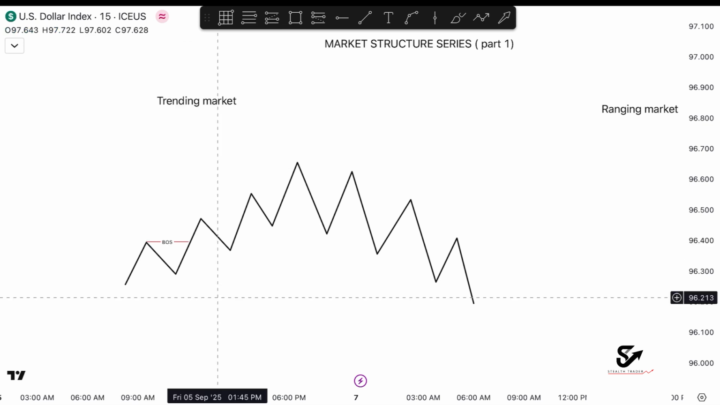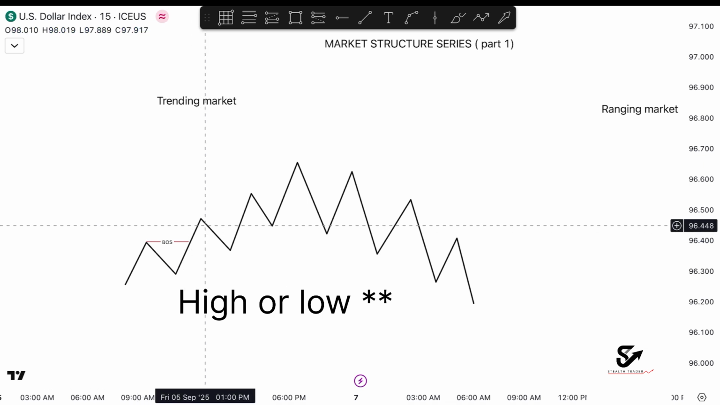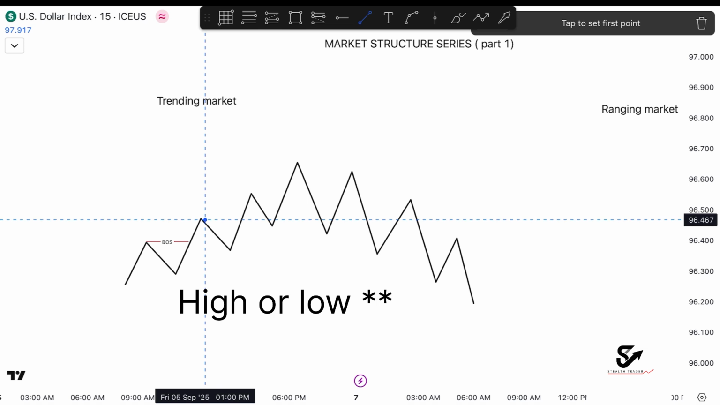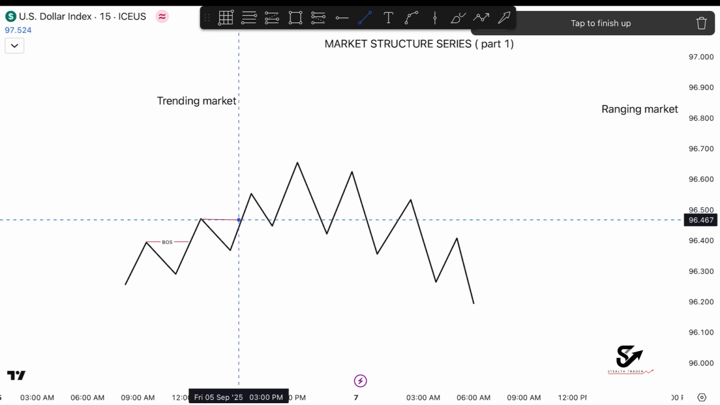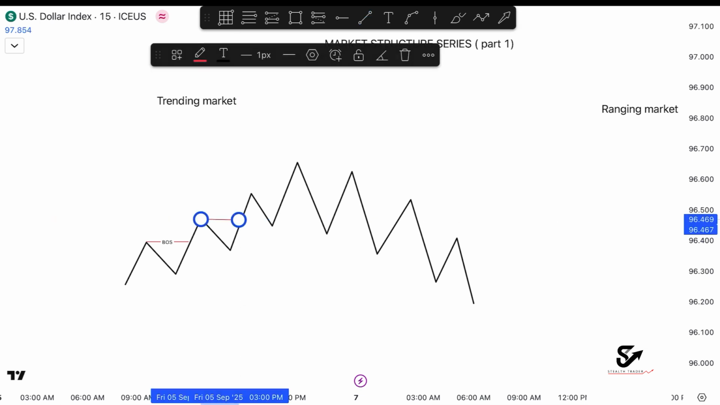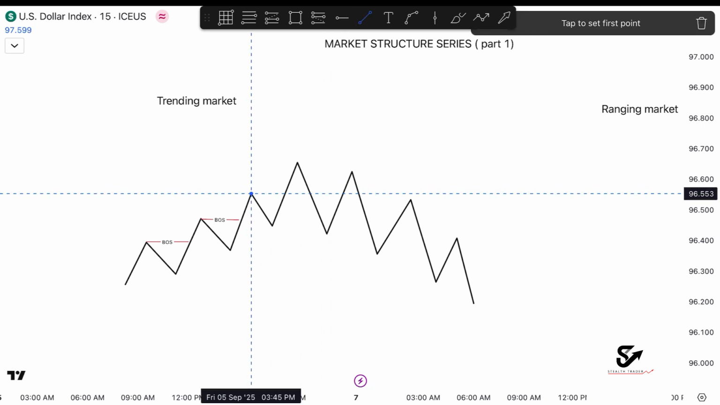It's just a break of a particular high in the market structure, right? It's just a break of a high. That's simply what a break of structure is. Don't have to stress yourself about it. So if the market breaks another high, this is also a break of structure. This is another break of structure. The same thing happens over and over again.